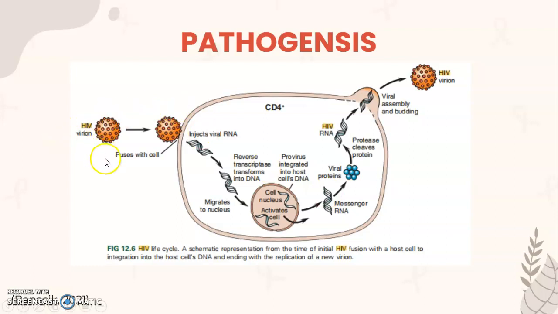Another visual representation. You have the HIV virus. It fuses with the cell, and this is the CD4 plus cell, which is the white blood cell. Then you have the viral RNA that gets injected after the fusion happens. Then it migrates to the nucleus where reverse transcriptase transforms it into DNA. Then that produces the messenger RNA, and then you have the viral protein here. Eventually that comes out of the cell, and that's when the HIV virus is replicated, and then it goes on to infect another host cell.